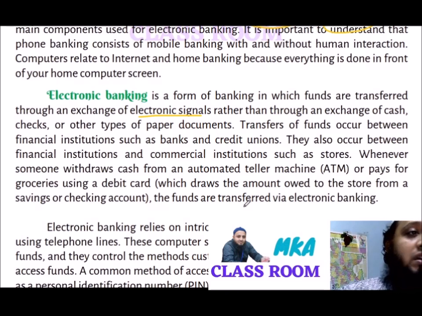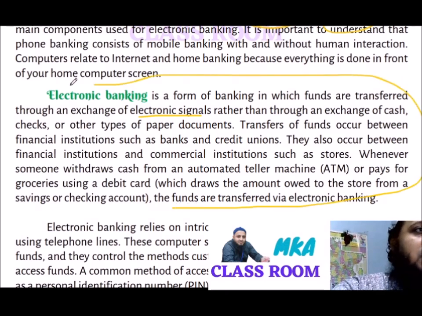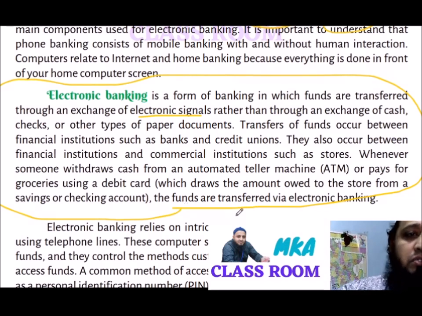Whenever someone withdraws cash from an automated teller machine, ATM, or pays for groceries using a debit card, the funds are transferred via electronic banking. So that is the vast concept of electronic banking. Whenever you withdraw your funds from an ATM machine, that is electronic banking. Whenever you purchase from a grocery shop and pay your bill with an ATM card, that is also electronic banking.